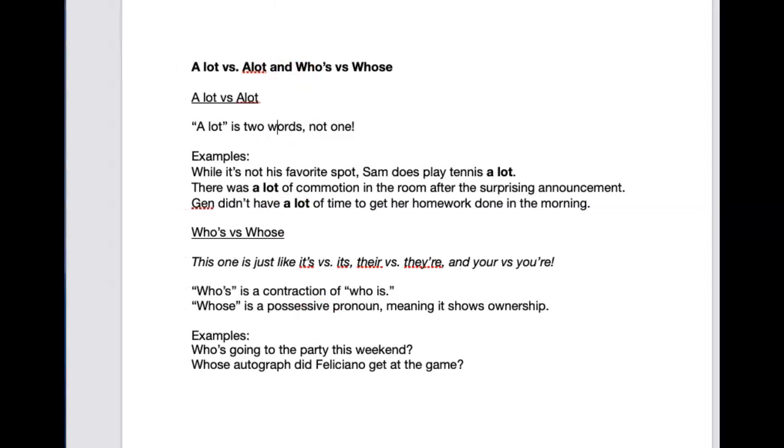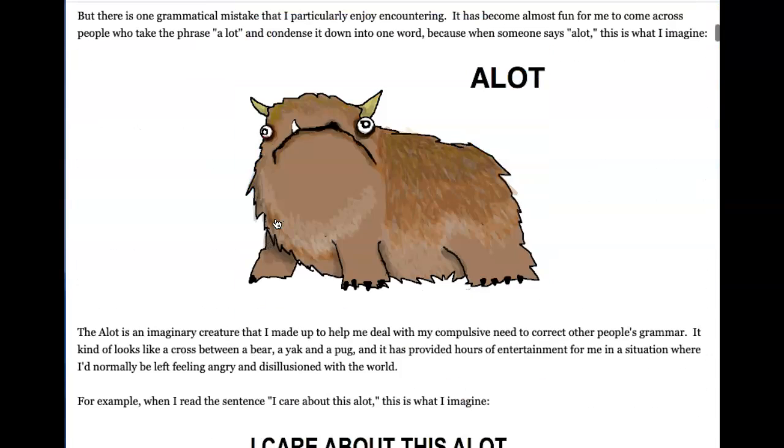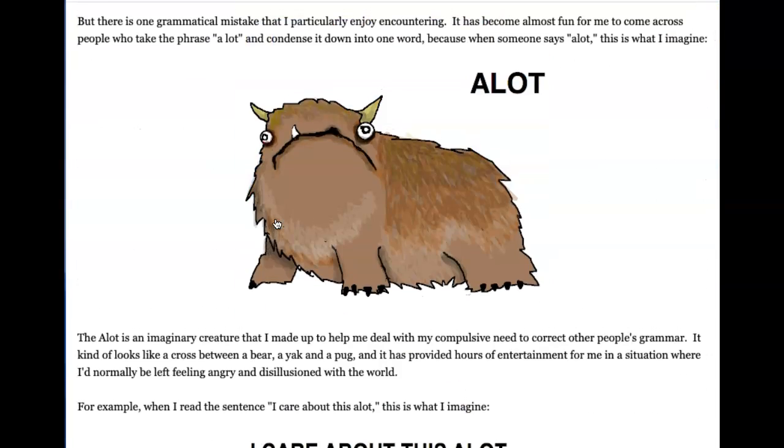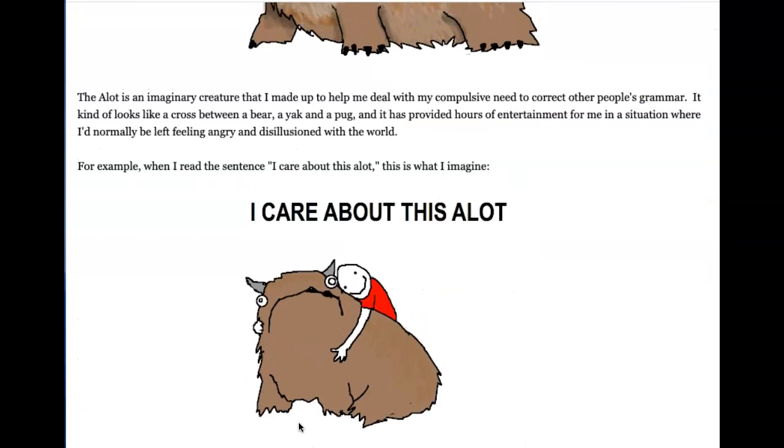Now, one of the ways that I like to remember this so I don't get it confused is by thinking about this webcomic I read one time about a monster, or rather an imaginary creature, named Alot. Okay, so this is how this author likes to remember. And she thinks about when someone says "a lot", she imagines they're talking about this imaginary creature. So, for example, when she reads the sentence, "I care about this a lot," she imagines something along those lines.